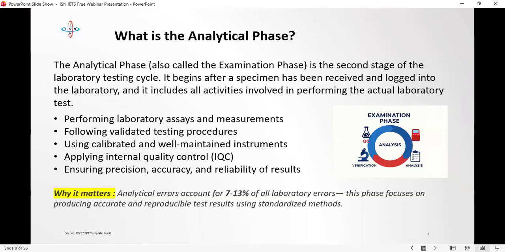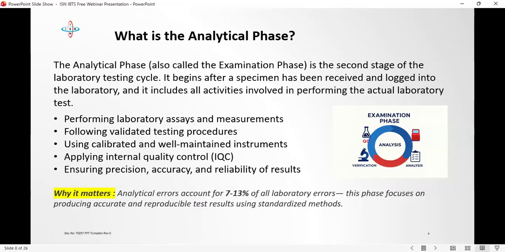So we'll quickly move to the next phase, which is the analytical phase. I always say this phase is where precision can mislead you. The analytical phase is where precision can mislead you. And this is the part where most people are usually very comfortable. We have gotten to the analytical phase.